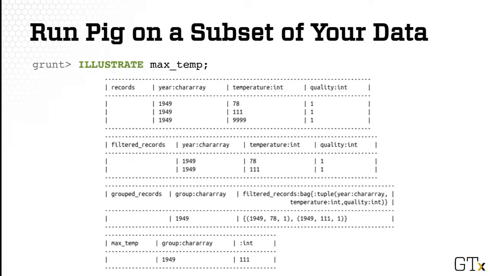Here's an example. We use the illustrate command on max temp, which you may recall stores the results of our program. Here you see Pig has selected 3 records out of our full data set. The records are transformed step by step, first as records when they are loaded, and then into filtered records, which is the second table, and then grouped records, and finally the results.